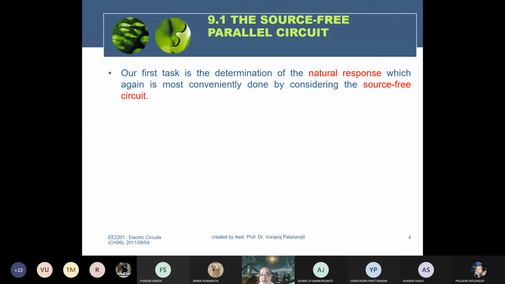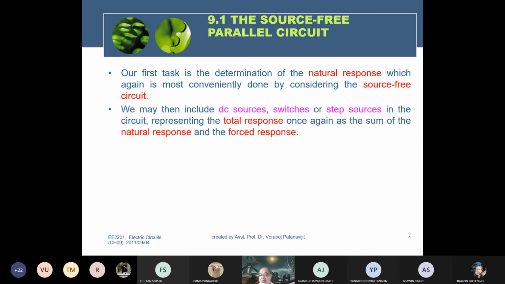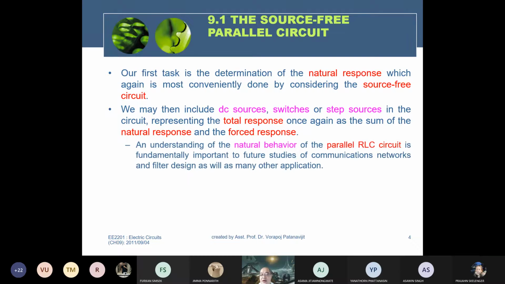Our first task is the determination of the natural response, which is most conveniently done by considering the source-free circuit. We may then include the DC source, switch, or step source into the circuit, representing the total response once again as the sum of the natural response and the forced response. Understanding the natural behavior of the parallel RLC circuit is fundamentally important to the future study of communications networks, filter design, as well as many other applications.